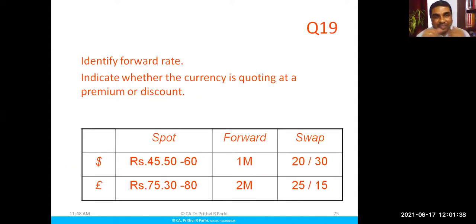Yes, sir. Now let us move to one more question. Here you have to identify the forward rate because swap points are given to you. The quote is like this. These are hypothetical quotes; the real rate is substantially different now. The spot rate for dollar is rupees 45.50 to 60, and the spot rate for pound is 75.30 to 80. We have to calculate 1 month forward and 2 months forward, and this is the swap point.